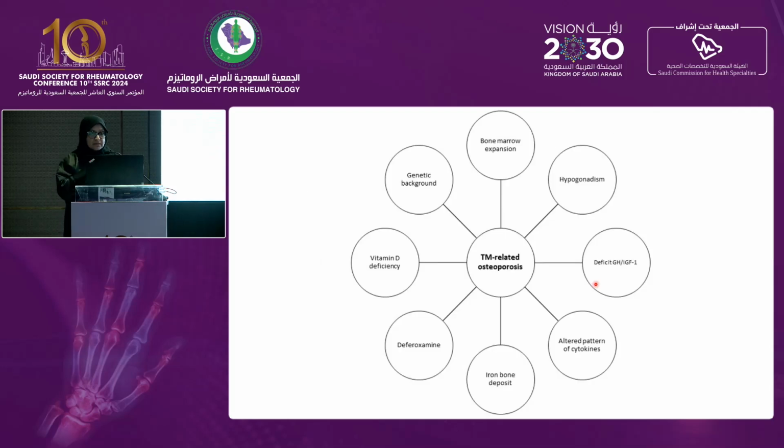Okay, this is the mechanism of the osteoporosis in thalassemia. It is multifactorial: the bone expansion, the hypogonadism, in these patients they will have hypogonadism, deficiency of some hormones like growth hormone, and Dr. Abdel Mohsen will talk about the osteoporosis, altered pattern of cytokines, iron bone deposition, and iron overload. Desferrioxamine can also cause vitamin D deficiency, and genetic background.